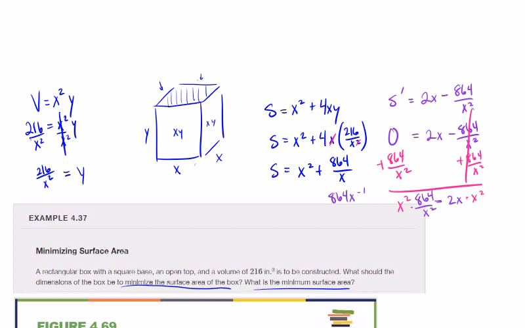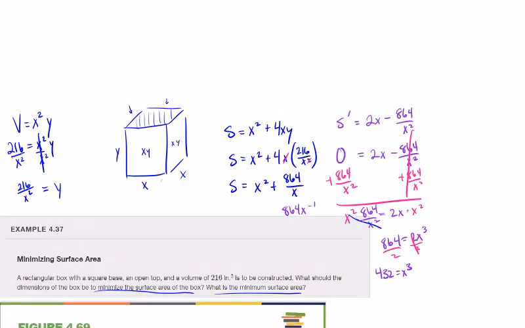Then we can cross multiply, or really just multiply both sides by x squared, and these cancel out, so we get 864 equals 2x cubed. We divide by 2, so we get 432 equals x cubed. When we take the cube root of both sides, we can break down 432. It's going to be 2 times 216, and 216 is 6 cubed, so we can write 3 6s here.